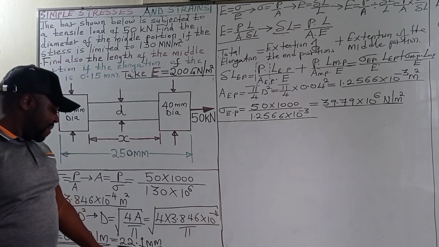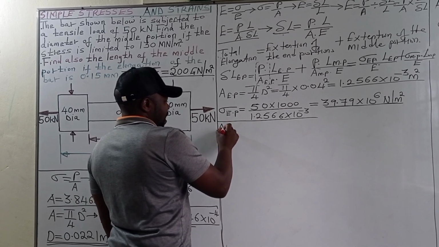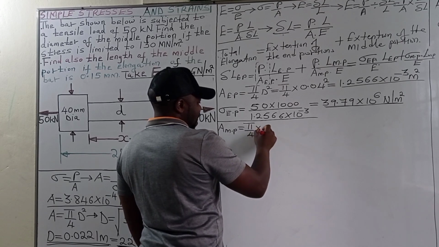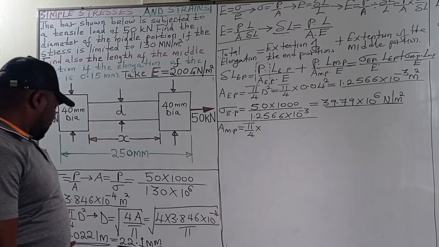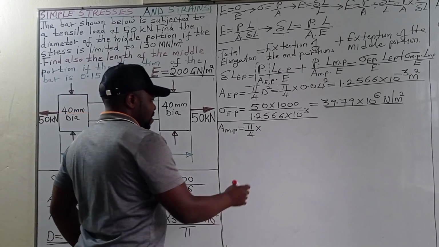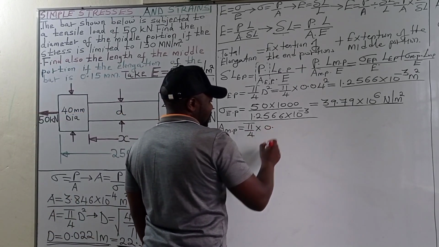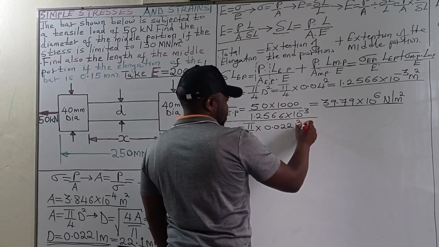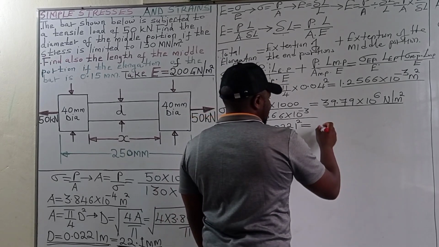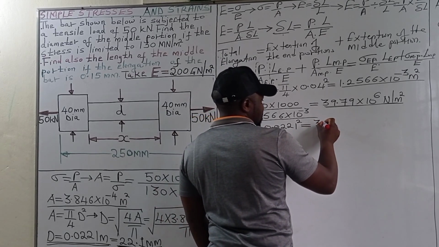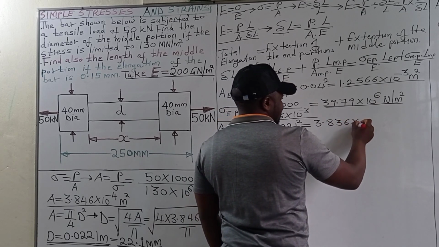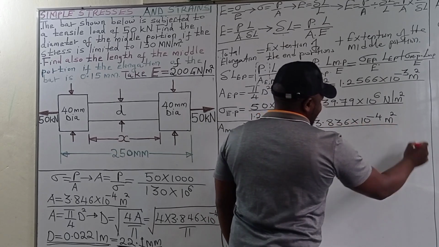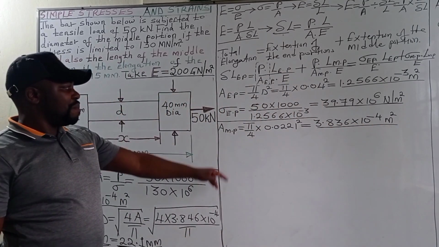From there, we are going to determine the area of the middle portion since we have the diameter of the middle portion. Therefore, the cross-sectional area of the middle portion will be pi over 4 d squared. The diameter is 0.0221 meters. So we are going to work with meters. 0.0221, then we square that. When we do so, we are going to get an area of 3.836 times 10 raised to the power of -4 square meters. So that is the area of the middle portion.